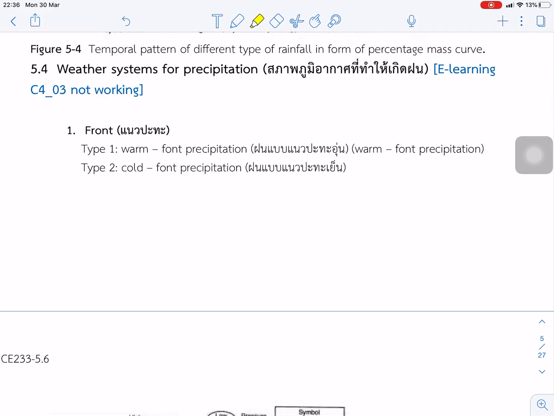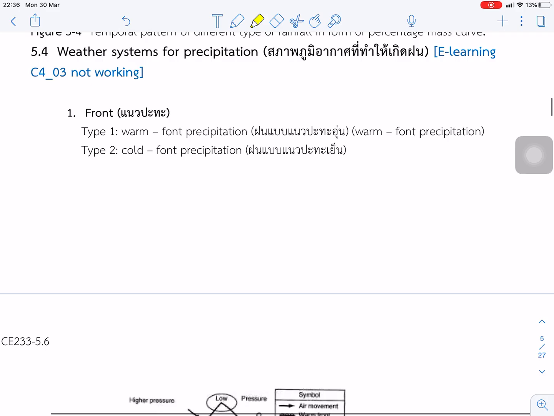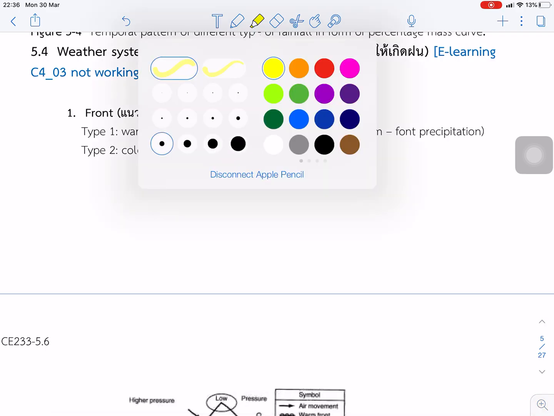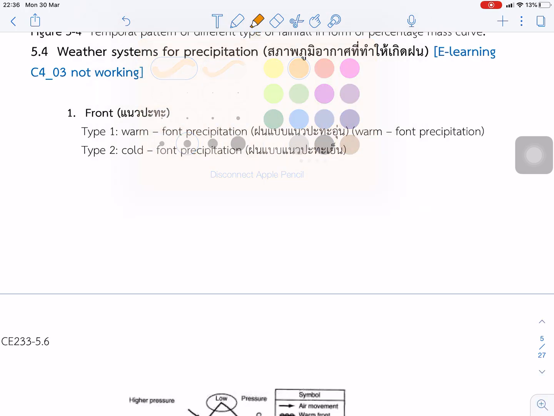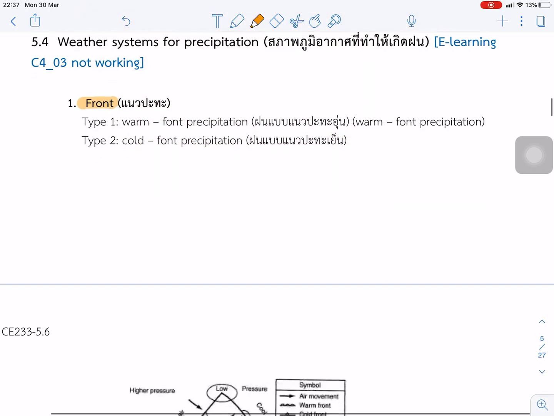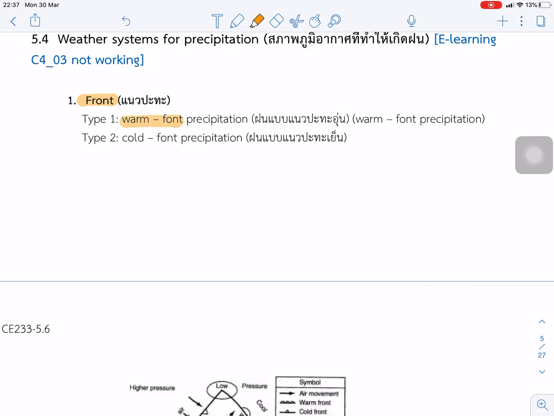Next topic is about the weather system of the fall precipitation. The weather system we call the front. There are two types of the front. We call the warm front and cold front. It depends on what is moving. If the warm air is moving, we call the warm front. If the cold air is moving, we call the cold front.